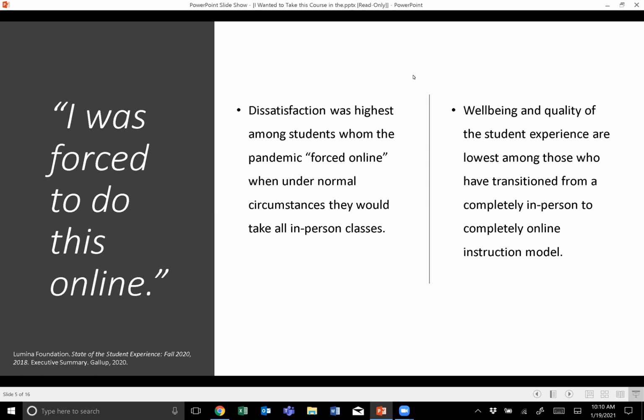It was a little over 2,000 students, and the ones that I'm going to show you here were all pursuing an associate degree. Dissatisfaction was highest among the students who said, I was forced to do this. In normal circumstances, I would take this in a face-to-face setting. In my discipline, the part that was very concerning was the well-being of the student. What they found was that the well-being and the quality of the student experience were lowest among those who transferred from almost all of their courses being in person to completely online.